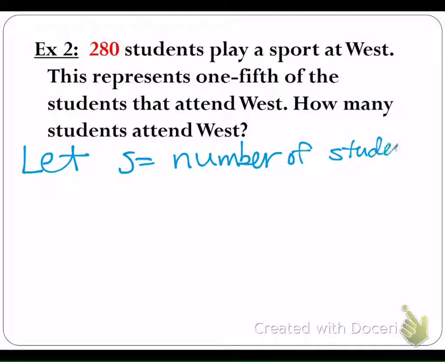Variables represent numbers. They don't represent things. It's not like an actual student. It's the number of actual students. So make sure you have the words "the number," okay? So we're going to let S equal the number of students.